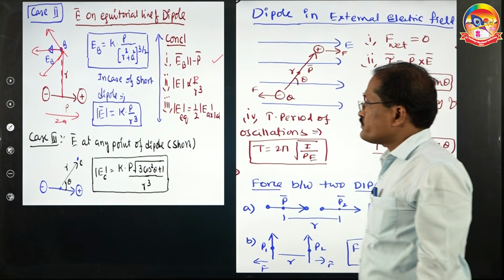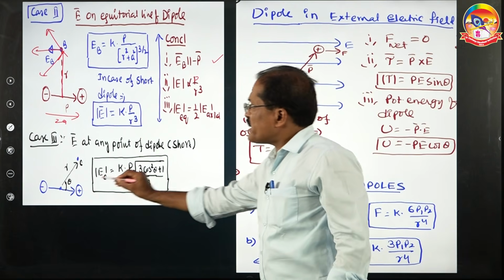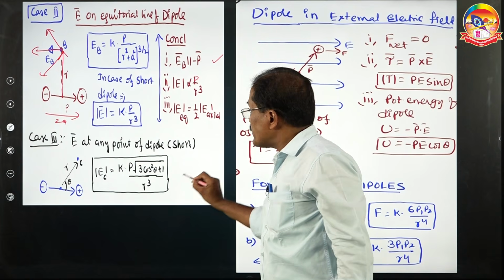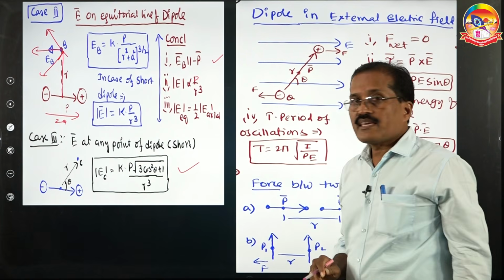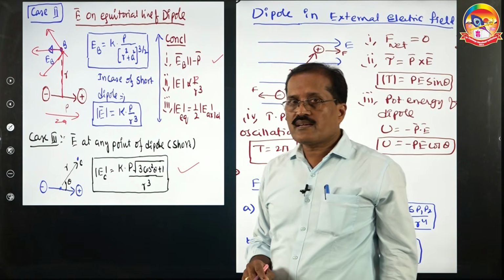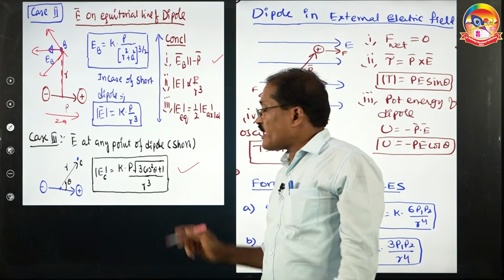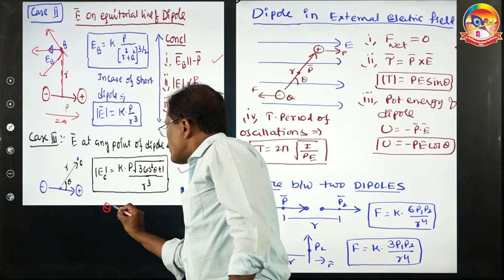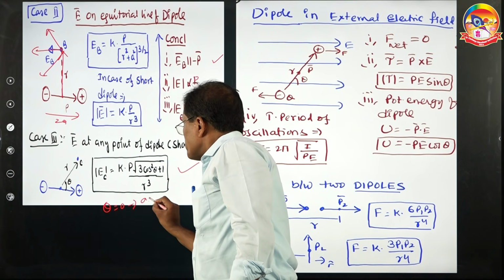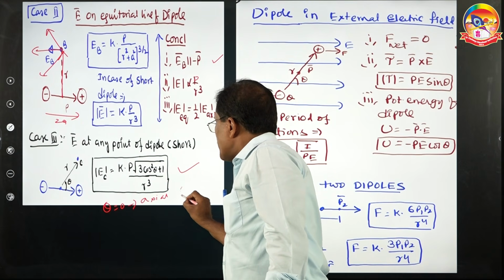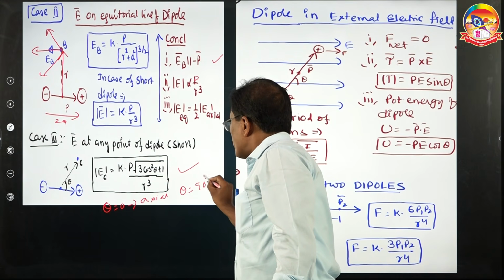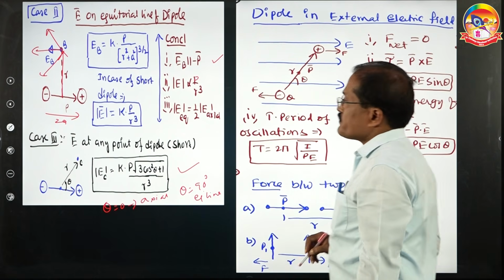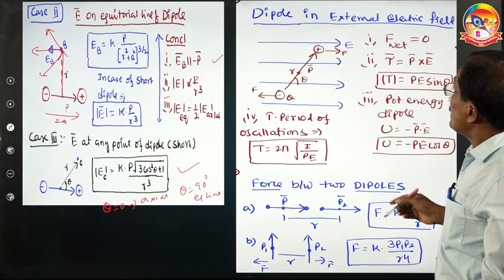Okay. Next, at an arbitrary point, let us take any point here which is at an angle theta. You remember this formula: E = kP under root of (3 cos square theta plus 1) by R cube. If theta is equal to 0, it is the axial line, and theta is equal to 90 degrees for the equatorial line. Okay. Next, direct problems will be there here.